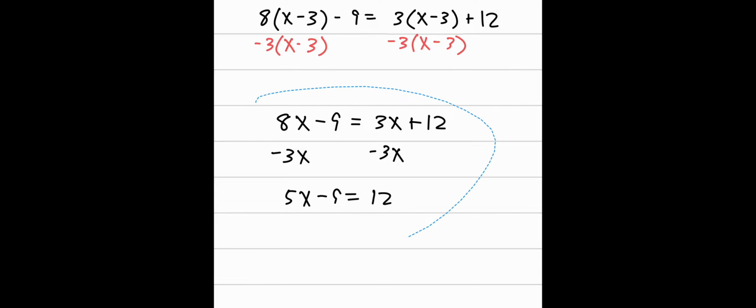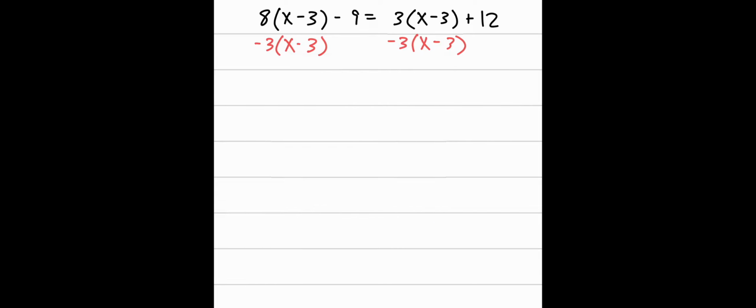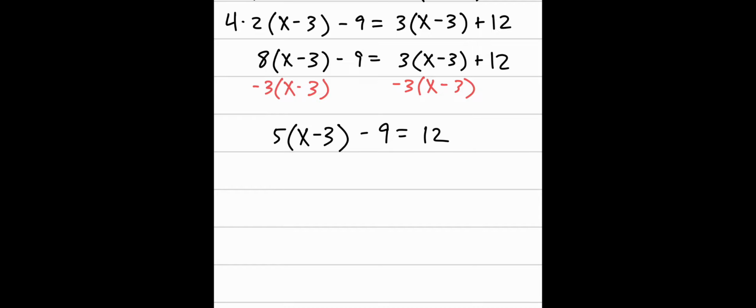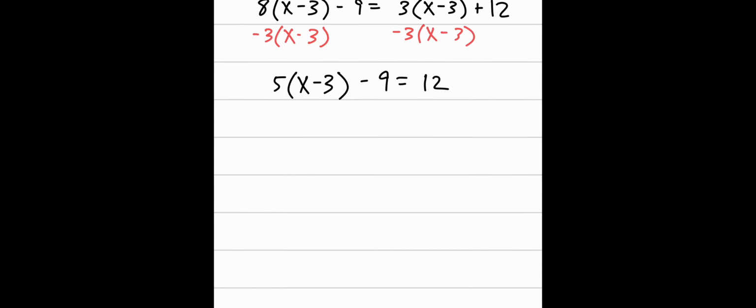I can also do the same thing with x minus 3. I'm subtracting both sides by 3 times x minus 3. On the left side, 8 times x minus 3 minus 3 times x minus 3 becomes 5 times x minus 3, and then minus 9 equals 12, right? Because we got rid of that on the right side. Now I can add 9 to both sides. I get 5 times x minus 3 equals 21. Divide both sides by 5, and x minus 3 is equal to 21 over 5. So that's going to be my answer.